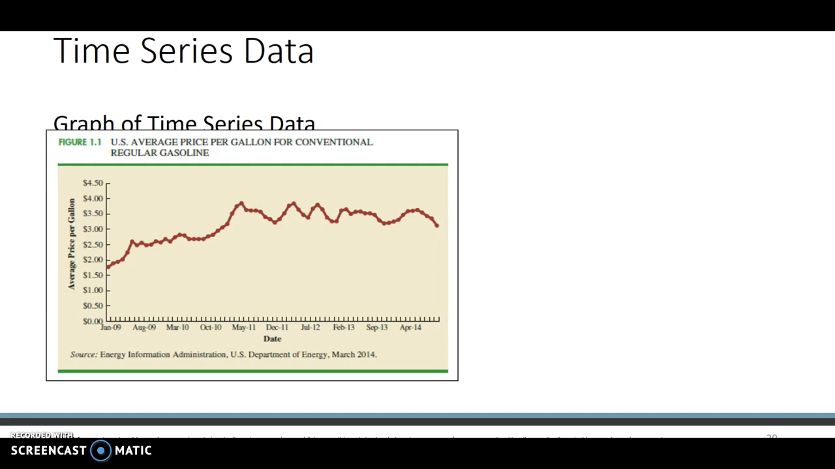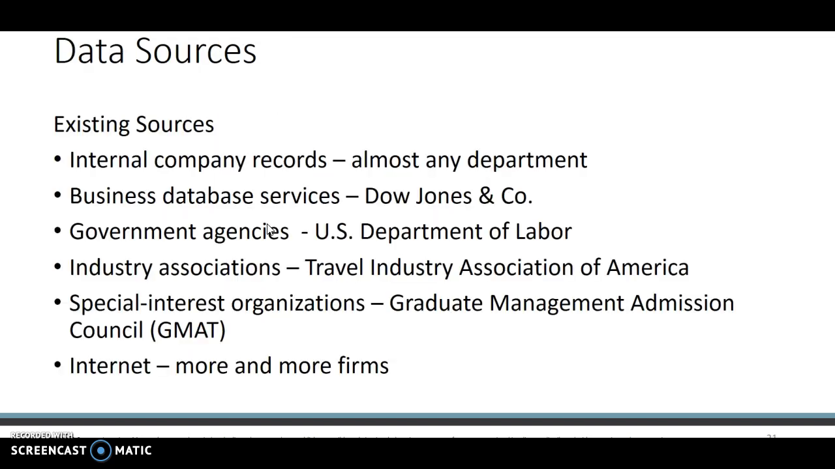Here's a graph of time series data. This is the average price per gallon of gasoline here in the United States. You can see we go from January of 2009 to April of 2014 and even further. You can see that over time, the price of gasoline has changed. It's obviously gone up and gone down at different times.